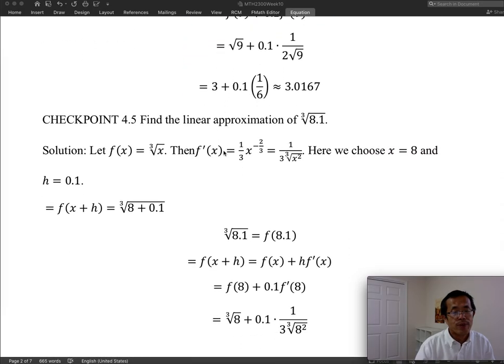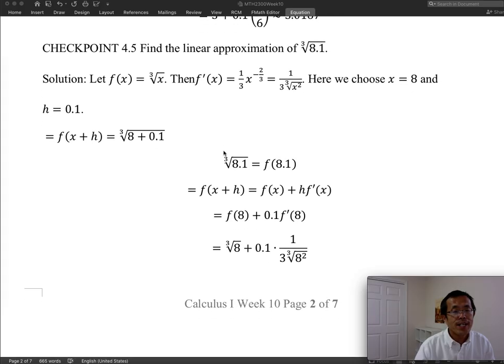It should be very similar. This time, we are considering finding the linear approximation of the cube root of 8.1. And I suppose we know, in this case, the function we consider must be the cube root, the third root. So I chose the function as the third root of x.